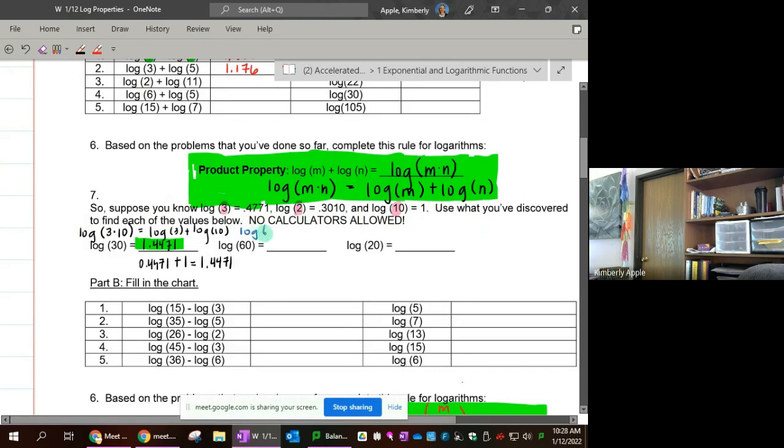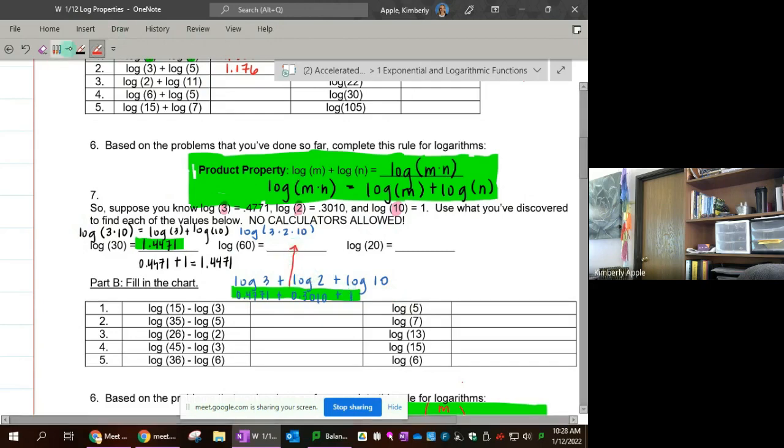Well, I can rewrite this as 3 times 2 times 10. So that can be rewritten as the log of 3 plus the log of 2 plus the log of 10. Well, the log of 3 is 0.4771. The log of 2 is 0.3010. And the log of 10 is 1. So the calculation you would actually need to perform, and I'm not going to do it with you, I know you know how to add those, just for the sake of time. You would perform that calculation, and that would be the answer here.